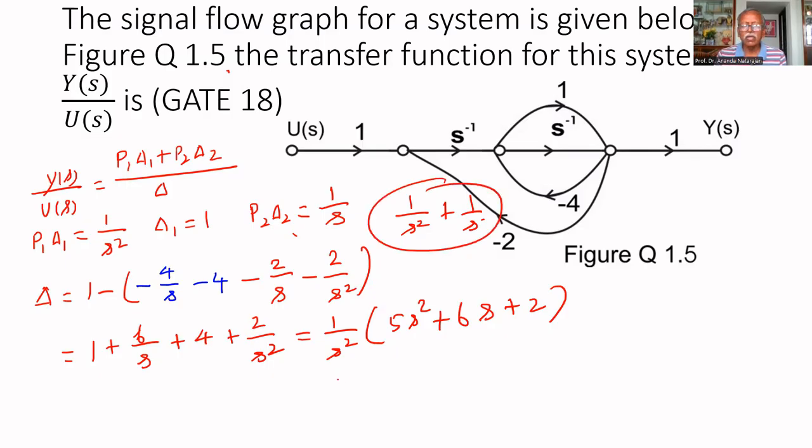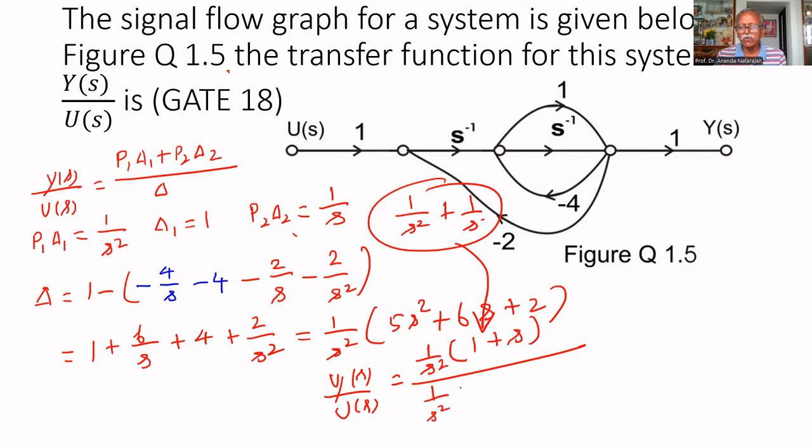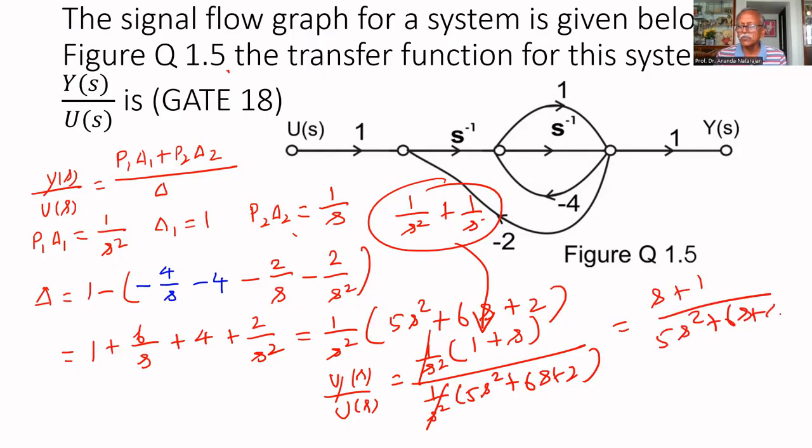Therefore, Y(s)/U(s) equals 1/s². If you take it outside for this, you will get 1 plus s, divided by 1/s² times 5s² plus 6s plus 2. The 1/s² gets cancelled. Therefore, (s plus 1) upon (5s² plus 6s plus 2). That's all.